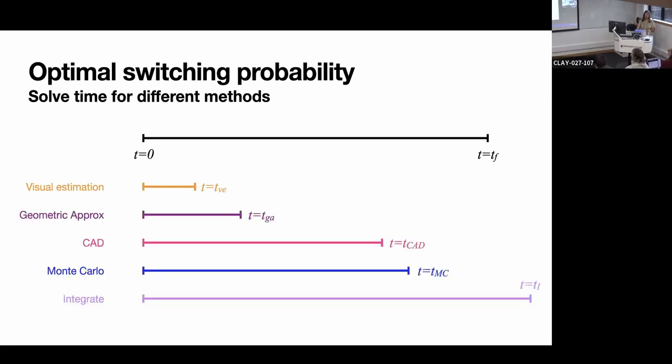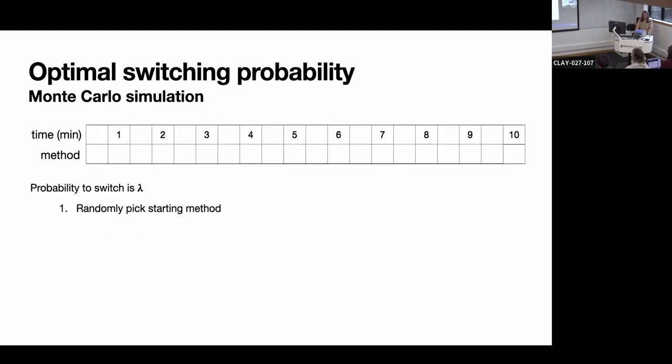There are lots of other things you can do. You could do geometric approximations, you can do CAD, you can do Monte Carlo, you could integrate. Some of these are going to be too long, some are going to be almost too long, some are going to be very quick, and you have to select from this array of things. So here's the Monte Carlo that I'm going to do. Suppose I have 10 minutes to solve my problem, and my probability to switch is lambda.